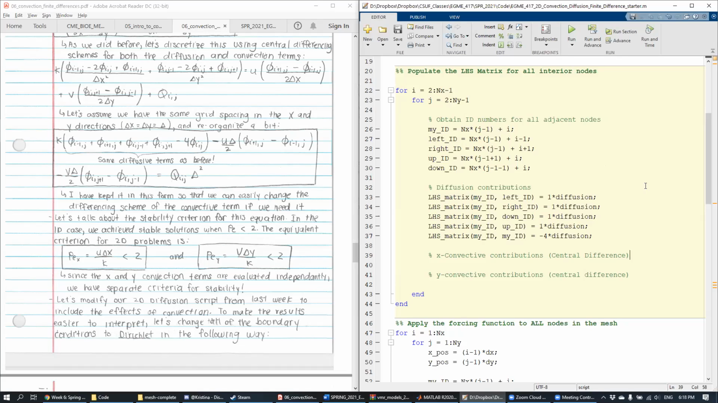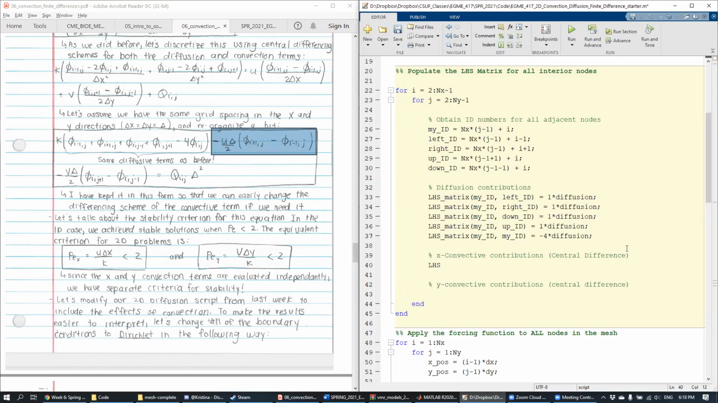Okay, any other questions on this before we start implementing the convection terms? Now that we've done diffusion, we need to start implementing the convection terms, because these are also going to make contributions to our left-hand side matrix, but they're outside of the diffusion term right here. So this is uncharted territory for us. We haven't done this yet.